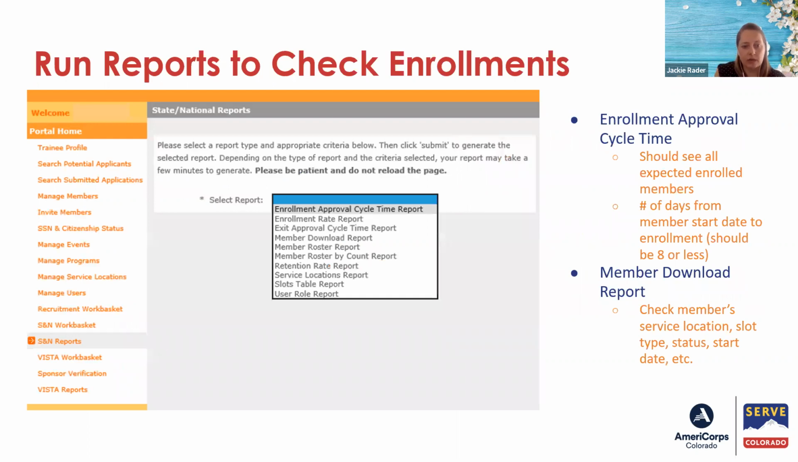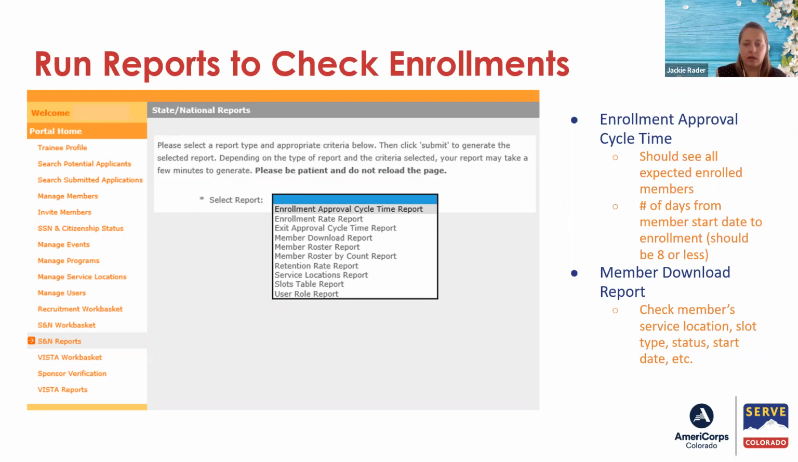So, running reports to check enrollments. The enrollment approval cycle time report. To get to these, again, you're in Portal Home, and on the menu on the left, you'll go down to SSN reports, SSN state and national reports. You'll select the report that you want. The two that are helpful for checking enrollments are enrollment approval cycle time.